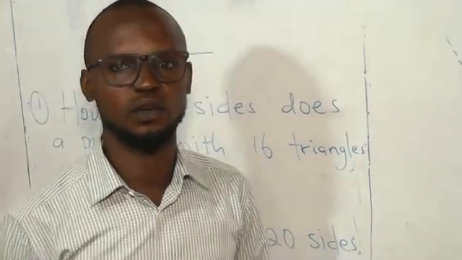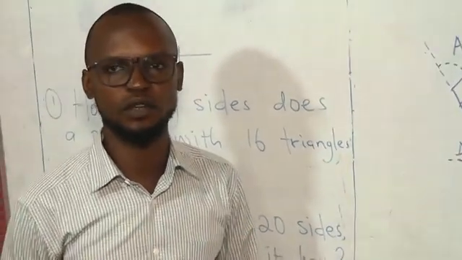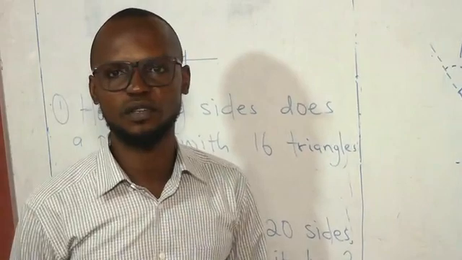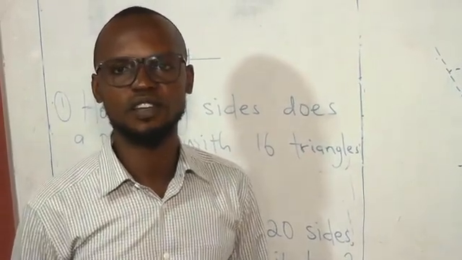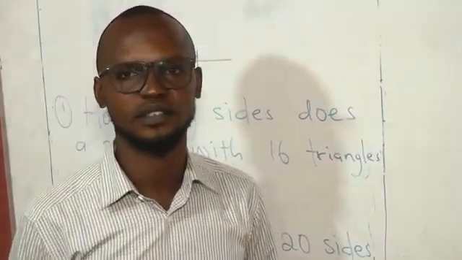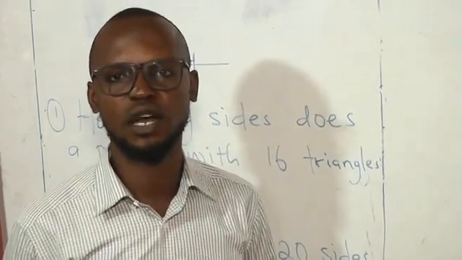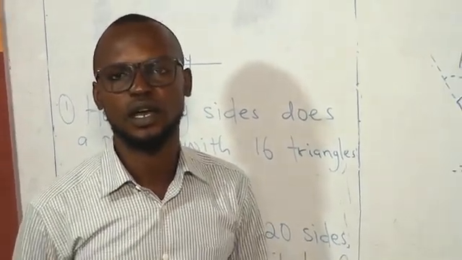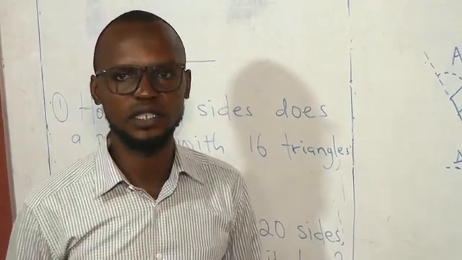In this class, we have talked about the definition of a polygon, the types of polygon, the names of polygons based on their number of sides, the interior and exterior angles of a polygon, and also the number of triangles in a polygon.